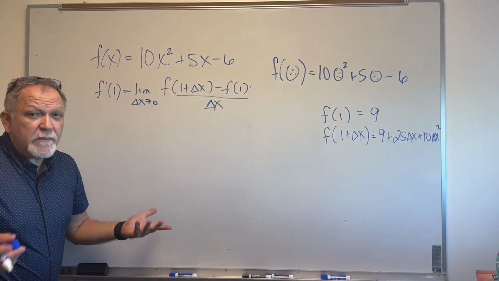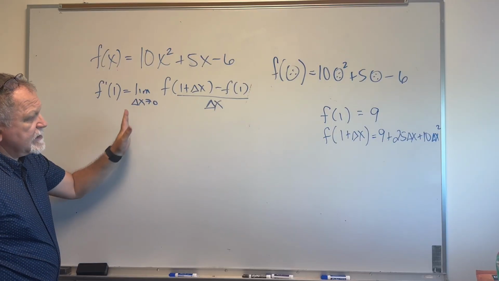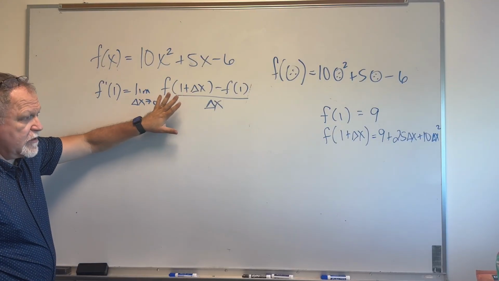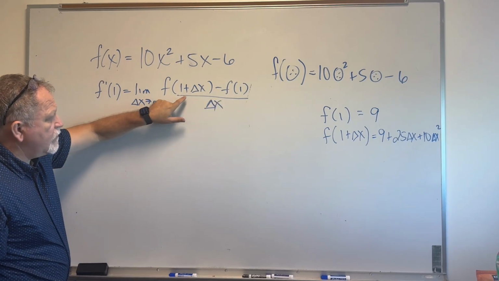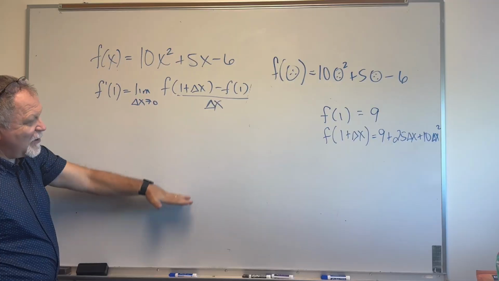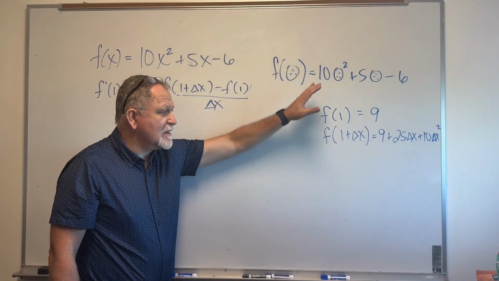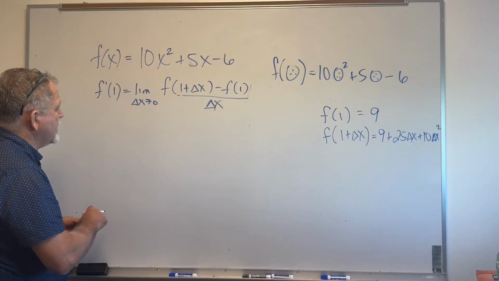So a good practice, and I highly recommend this, is when you're solving this type of problem, using the limit definition of the derivative, go ahead and find these values, f of 1 and f of 1 plus delta x, off to the side. Don't clutter the main flow up with those calculations. Do the calculations, get them simplified, and then plug them in. So we'll go ahead and plug them in here now.